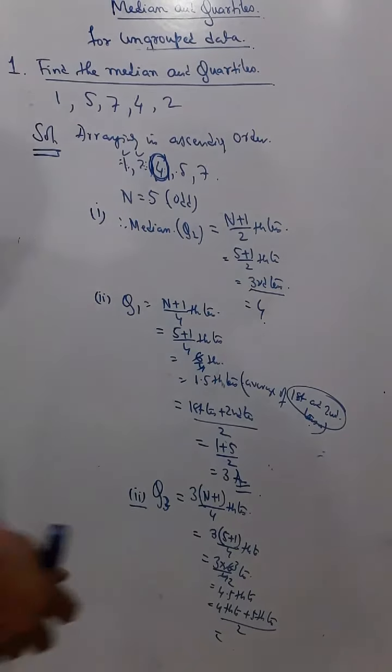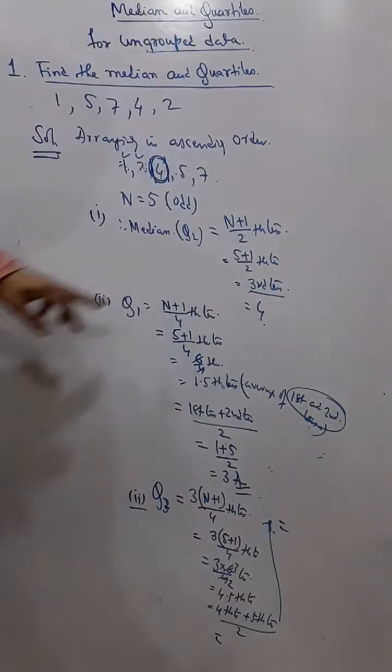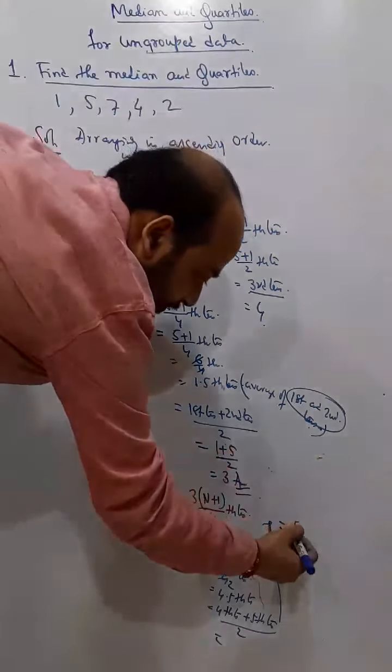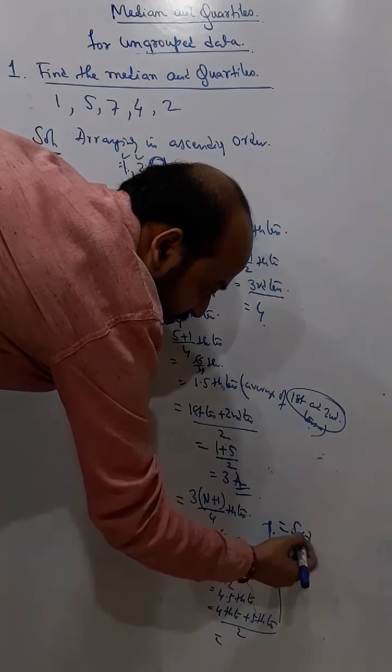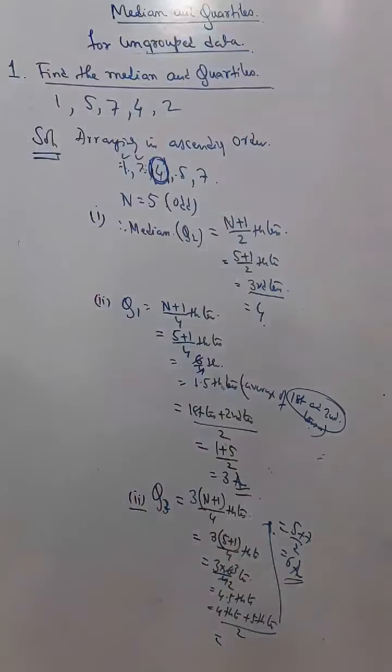And then you can get that value of 4th term and 5th term. So here you can see the 4th term is 5 and 5th term is 7. So it will be 5 plus 7 and divide by 2, 12 by 2. So the answer will be 6. And so like this we will get these quartiles.